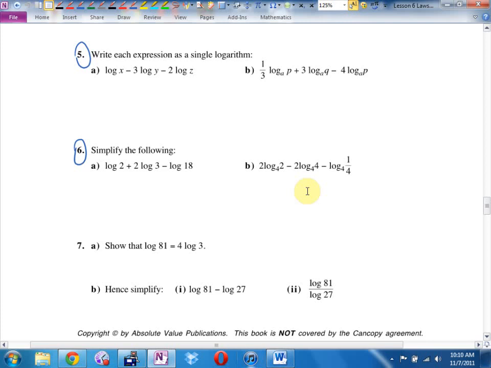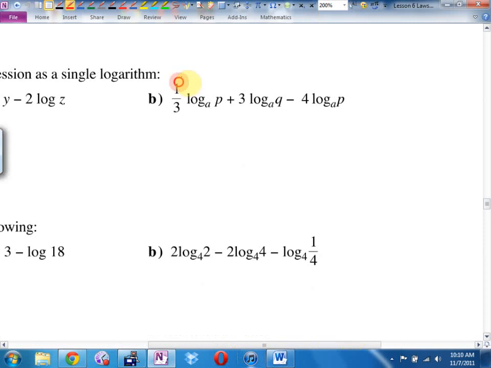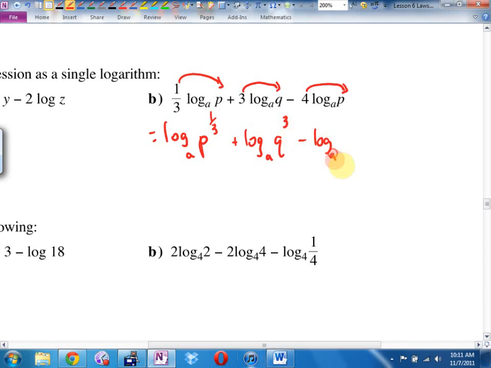Are my bases all the same? Okay. Means I can combine these, but first I need to get rid of the coefficients and move them up as exponents. In other words, this is going to need to move to there, this is going to need to move to there, this is going to need to move to there. I'm going to write this as the log base a of p to the 1/3 plus the log base a of q to the 3rd minus the log base a of p to the 4th.